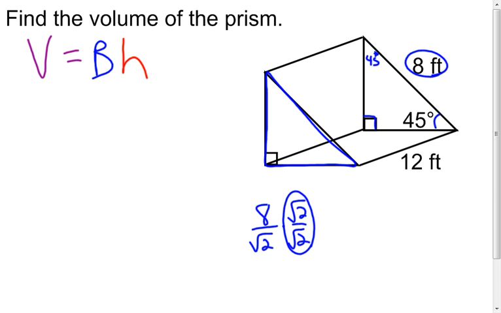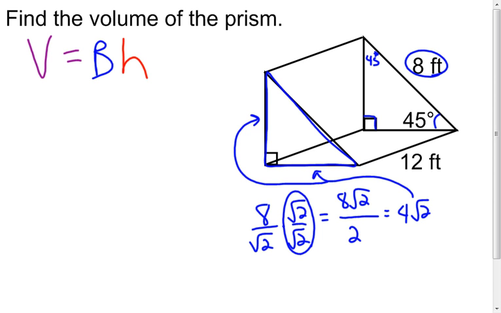Remember, this is just equal to 1. This is how we make it work out so that the denominator becomes a rational number. That's 2, and then I have 8 root 2 in the numerator, which is going to simplify to 4 root 2. I know that now that length is 4 root 2, and being it's a 45, 45, 90 triangle, so is that one. So now I can find the area of the base, which is a triangle, and I already know the height is 12 feet, so I have everything I need to know to calculate the volume.